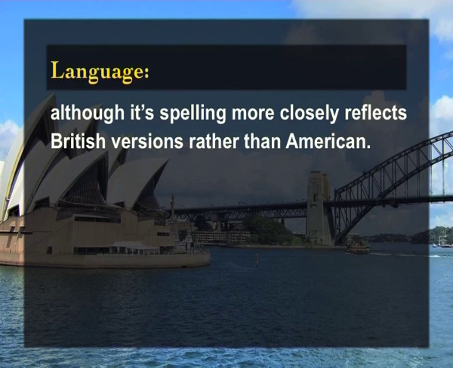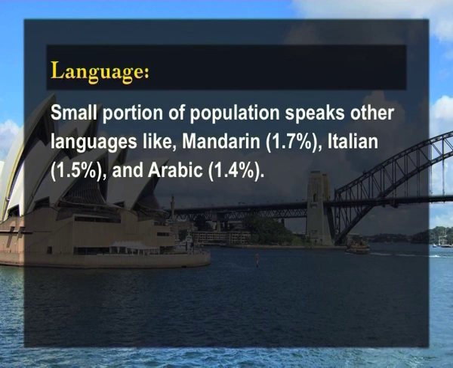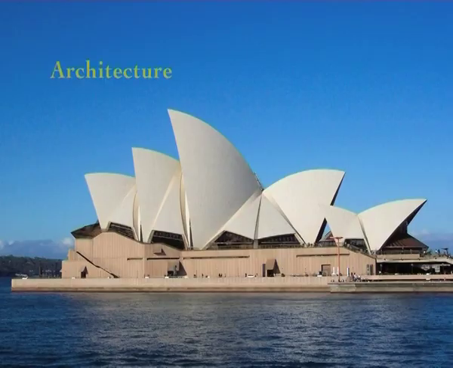than the American. A small portion of the population speaks other languages like Mandarin 1.7%, Italian 1.5% and Arabic 1.4%. It is believed that before the arrival of the British to Australia, there were between 200 to 300 Australian Aboriginal languages, but only about 70 of these have survived and almost 20 languages are identified now as endangered.